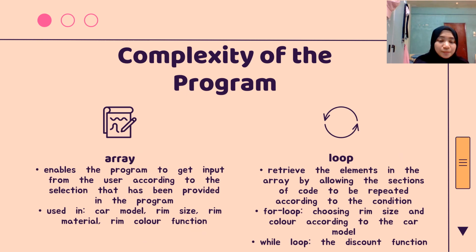Moving on to the complexity of the program. This program applies an array, loop, if-else code structures, and also a text file. For the array, it enables the program to get input from the user according to the selection that has been provided in the program. That includes car model, rim size, and rim material function. And for the loop structure, it is used to retrieve the elements in the array by allowing sections of code to be repeated according to the condition. For example, a for loop is used when choosing rim size and color according to the car model, and a while loop is used in the discount function.